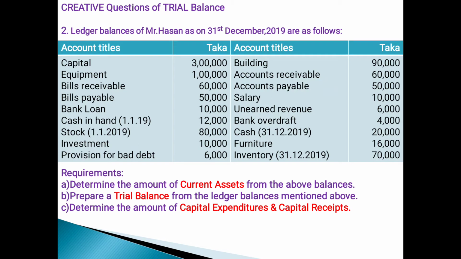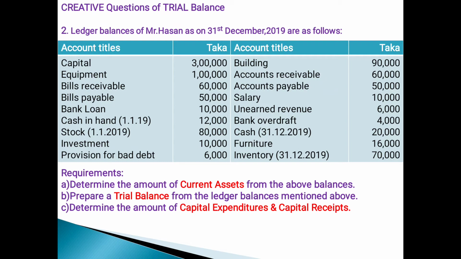Stock 1/1/2019, that is the opening amount of stock, opening stock Taka 80,000. It is indicated as revenue expenditure. You know, all kinds of expenses are debit. So opening stock is debited for Taka 80,000 in this trial balance. Investment is one kind of asset, that is long-term investment. You know, all assets are debit. So investment is debited in this trial balance for Taka 10,000.